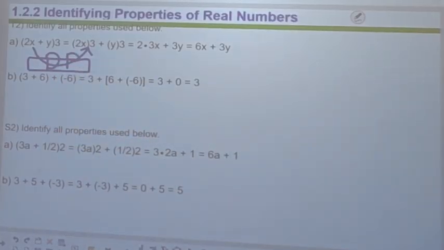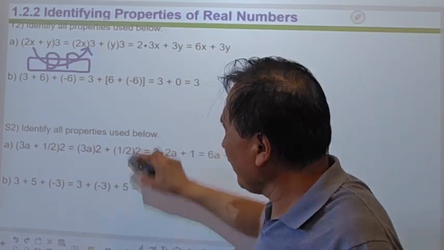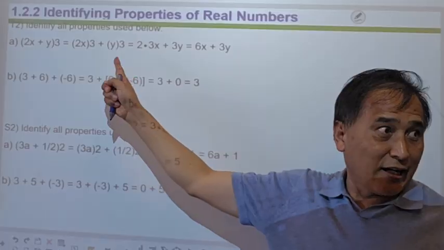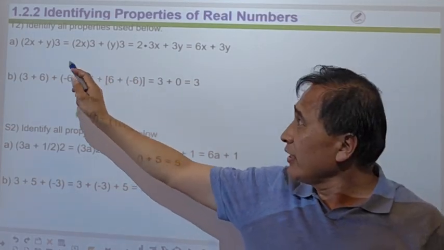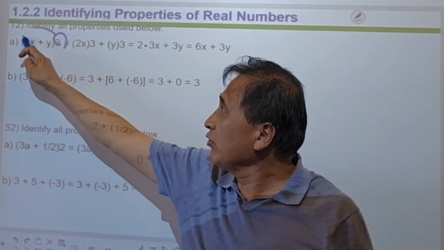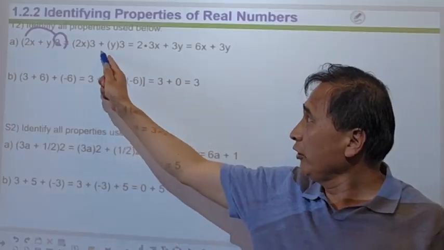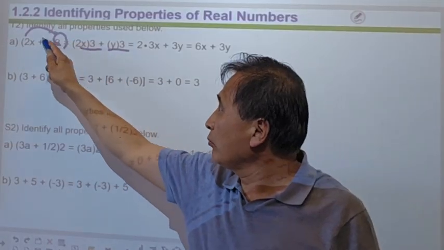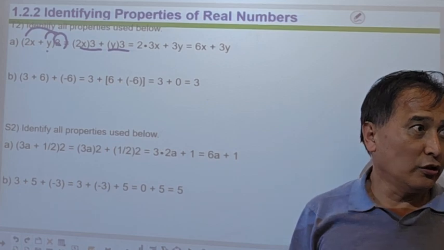Yes. I do not understand. Okay. I'm so sorry. No, that's okay. So here, from here to here, let's look at it. Then 2x times 3 here, right? And y times 3 here, right? That means this 3 is distributed like there.